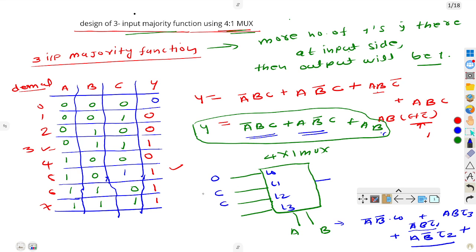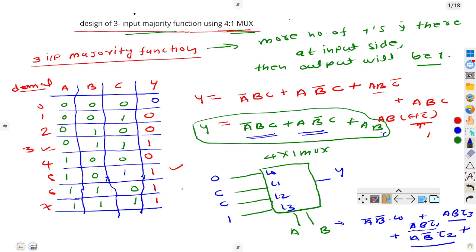Okay, I hope you understand. And in the last, AB into I3. So AB is there, so I3 is not, means 1. So this is the 1. So this is the complete design of the three input majority function using the 4 cross 1 mux. Okay, I hope you understand.